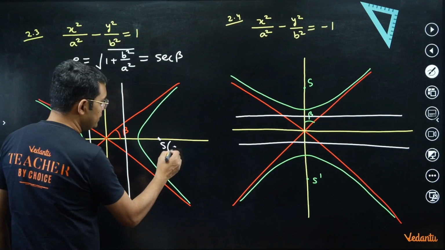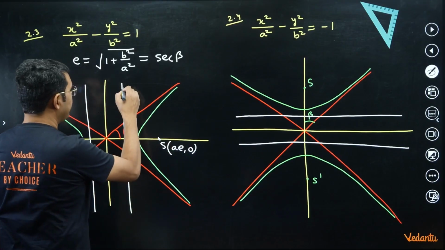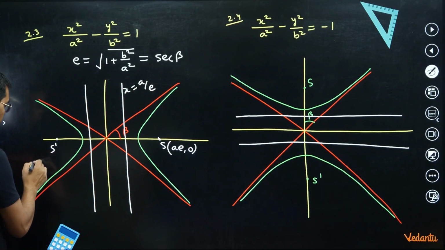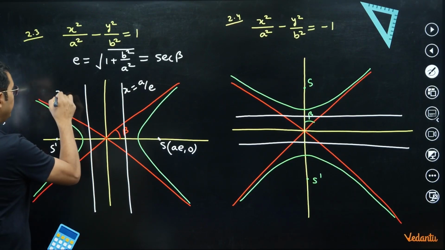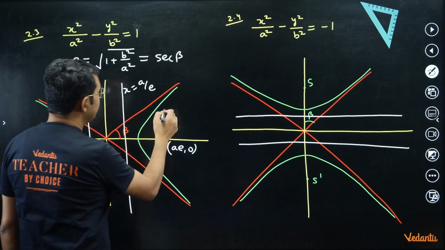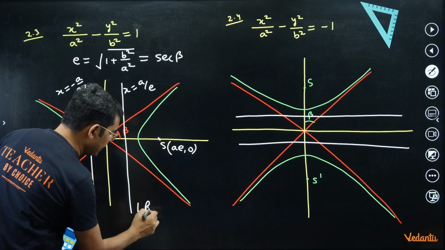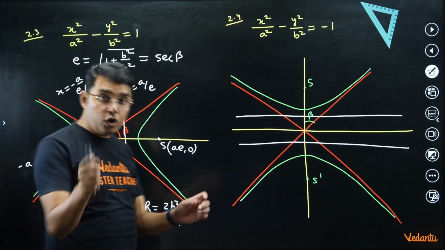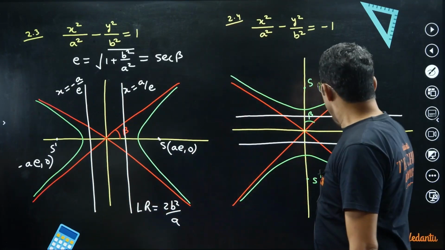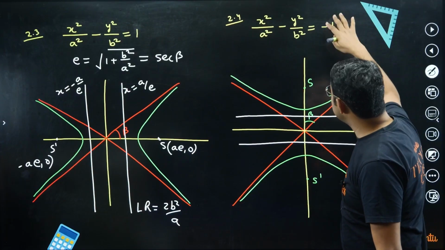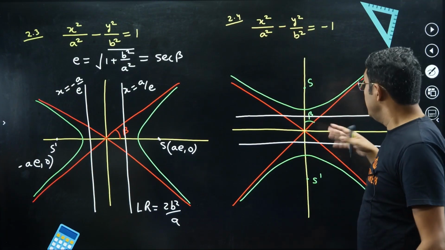In this case, the focus is ae comma 0. This directrix is x is equal to a upon e, very much similar to what you do in your ellipse. This is minus ae comma 0, and this directrix will be x is equal to minus a upon e. In this case, the latus rectum will be 2b square upon a. I think it's the same as the horizontal looking ellipse. When this is minus sign here, or you can put plus here, then minus will be here and plus will be here, it's the same thing.